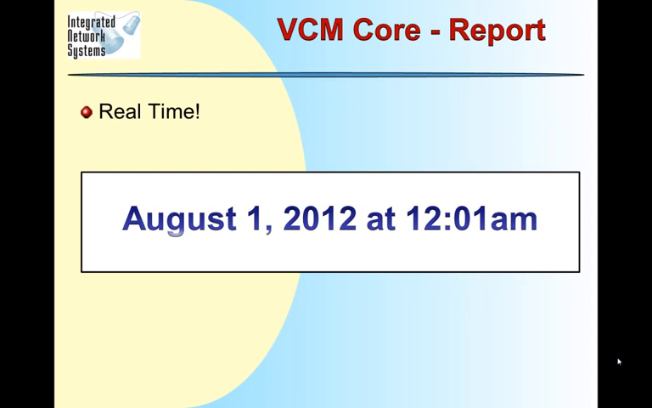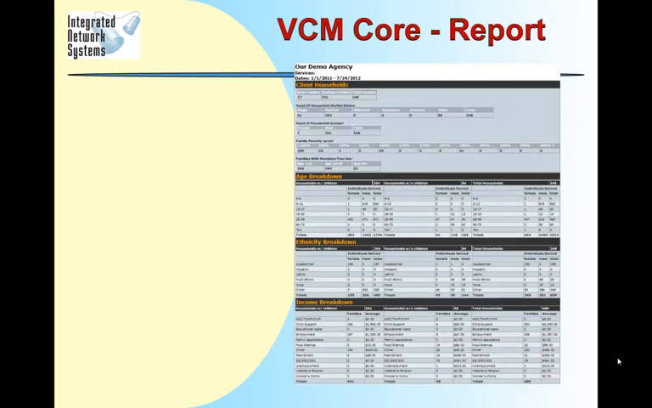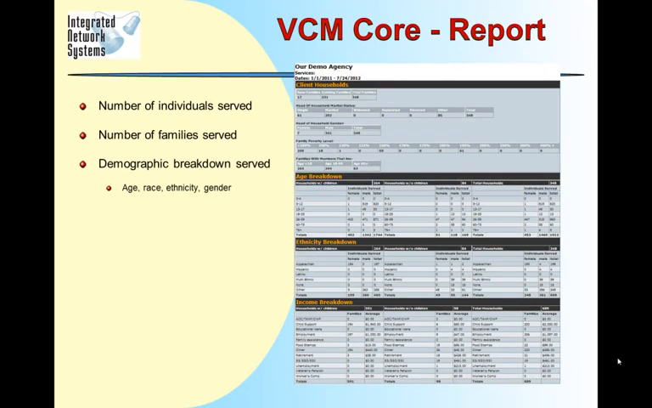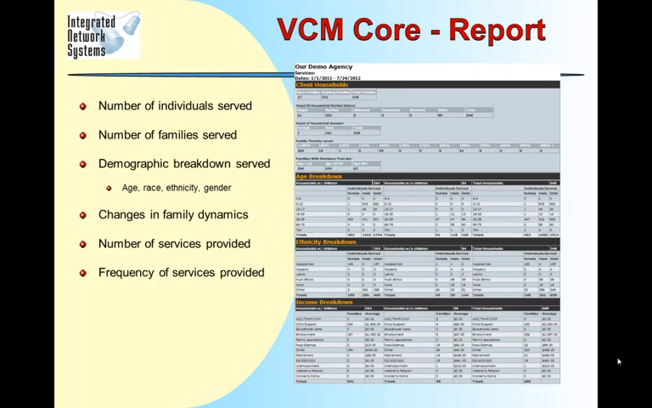Along with the real-time reporting, the VCM Core reporting function can report in several different areas. It can report on number of individuals served, number of family members served. This can be a non-duplicated count. Reports on demographic breakdown served, such as age, race, ethnicity, gender. They can report on changes in family dynamics. It will report on the number of services provided. It can report on the frequency of services provided.